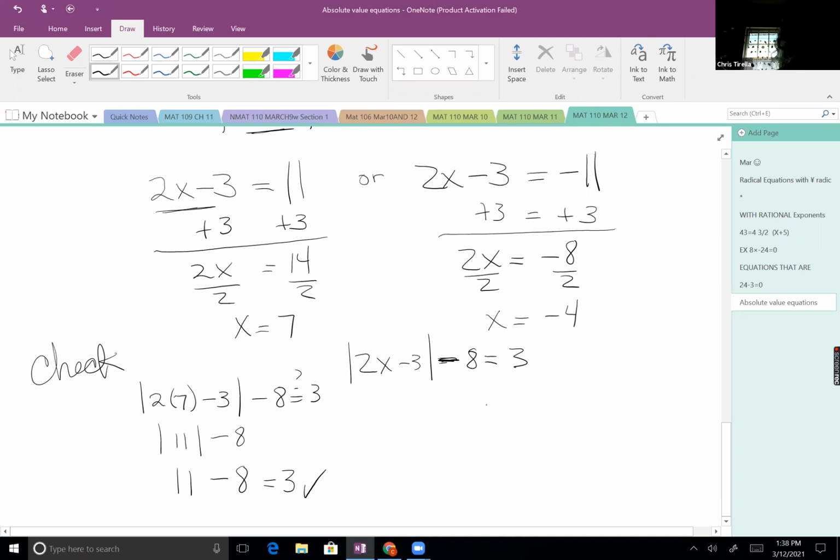On the other side, when I replace x with -4, does that also equal 3? Well, that's the absolute value of -8 minus 3 is -11, minus 8. Remember, the absolute value of -11 is 11. 11 minus 8 is 3. And it also checks.